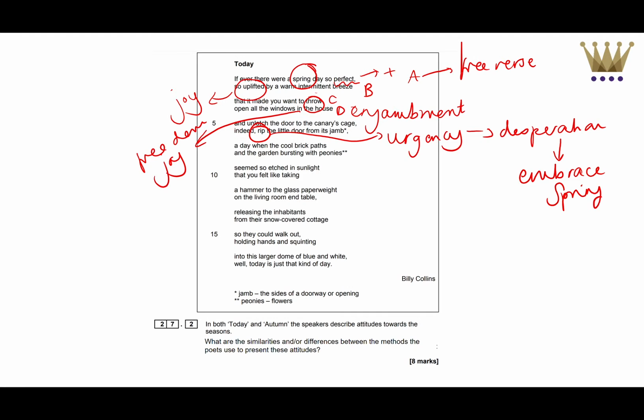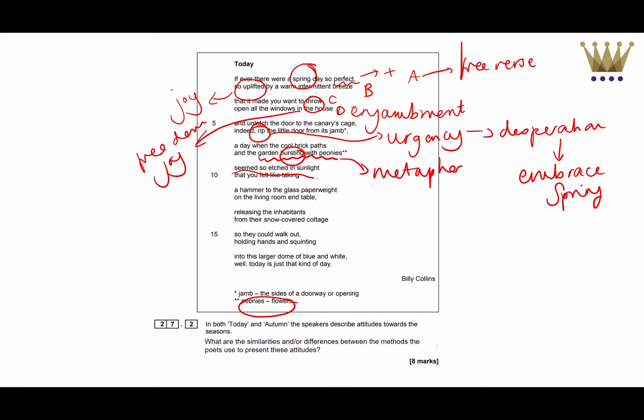Okay, let's keep going. A day when the cool brick paths and the garden bursting with peonies. Garden bursting. Gardens can't actually burst. I'm thinking about methods. Got a metaphor. And peonies, I'm just going to check our flowers. So the garden bursting, I'm going to zoom in on that word bursting maybe. Seems so etched in sunlight.